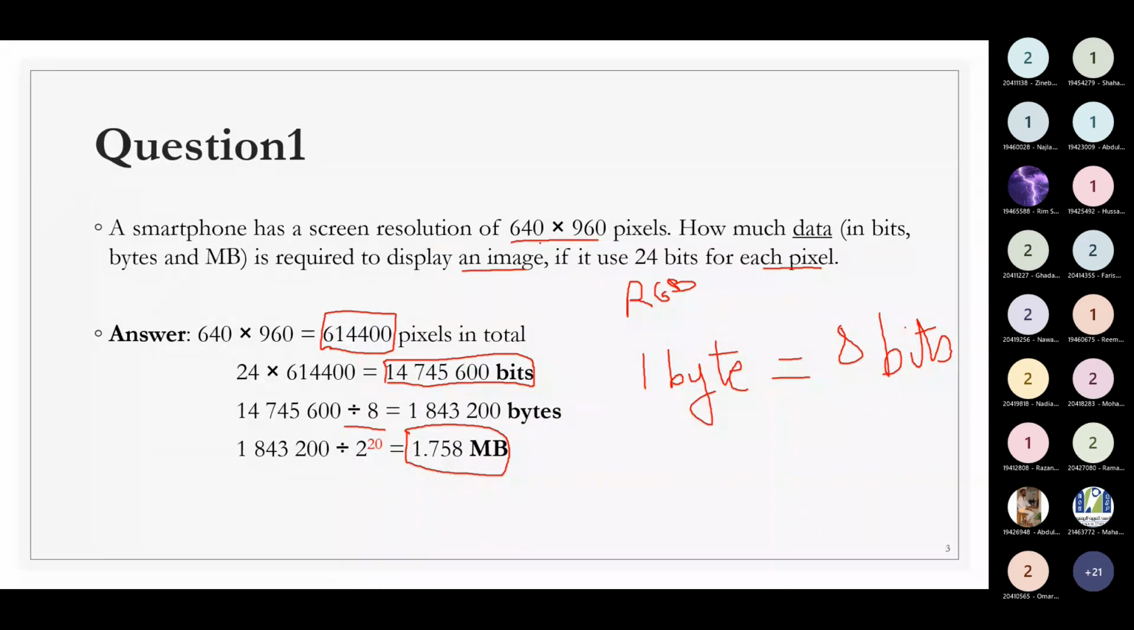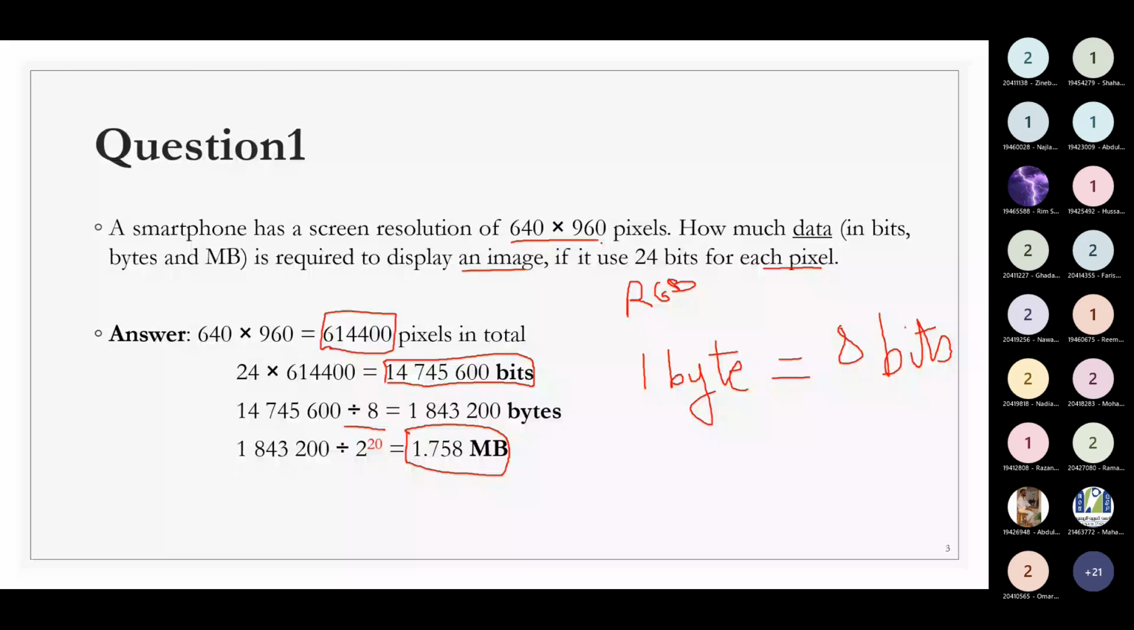Is it clear? Are you with me? Okay. So we have Ahmed, Saadiya, Marah, Muhammad. Okay, Marah.